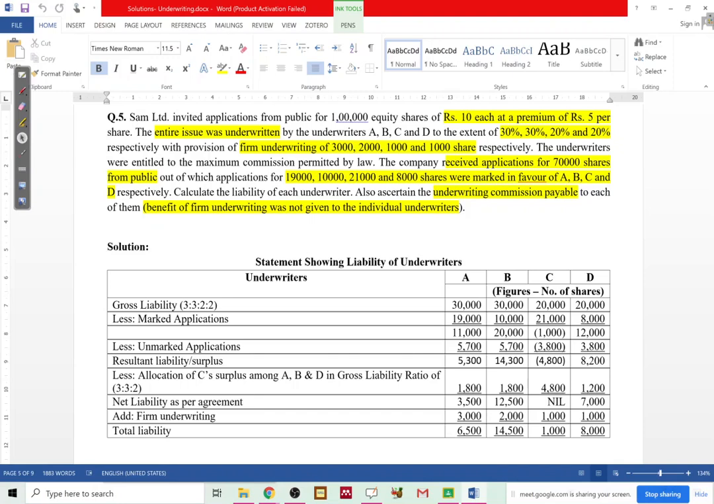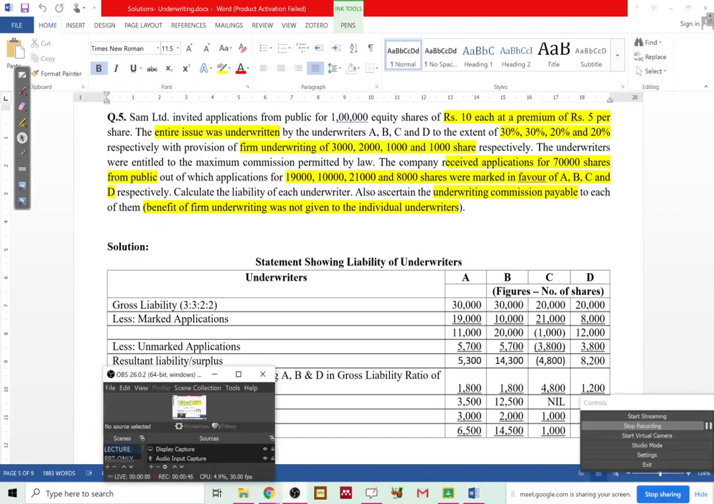Under the Companies Act, the commission that is paid or agreed to be paid on the issue price of equity shares cannot exceed 5%. But SEBI allows underwriting commission in respect of equity shares at the rate of 2.5% of the issue price.